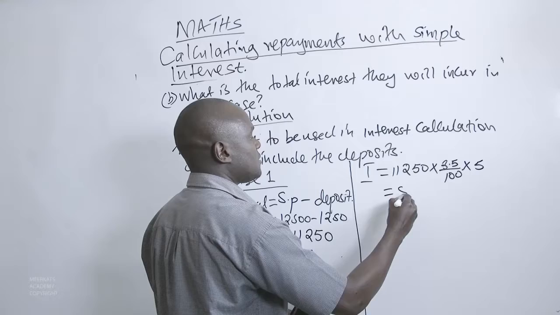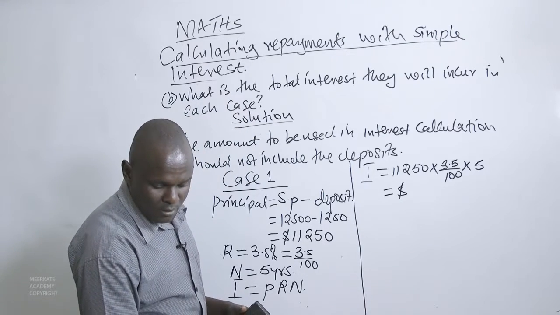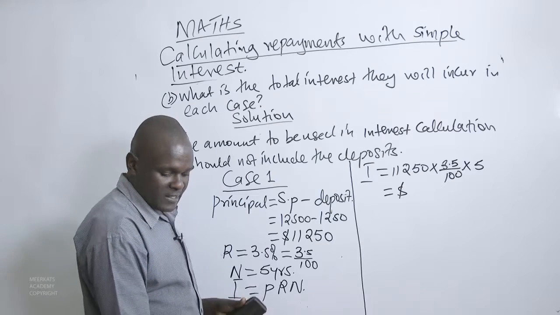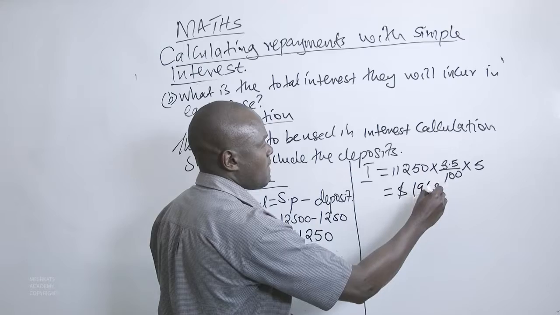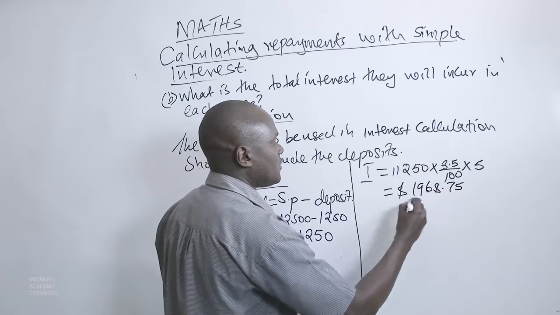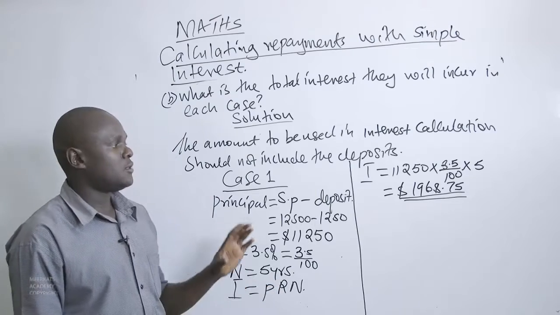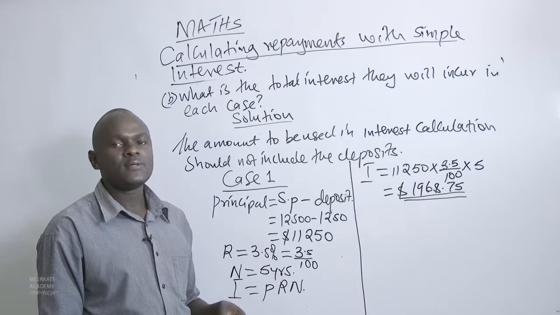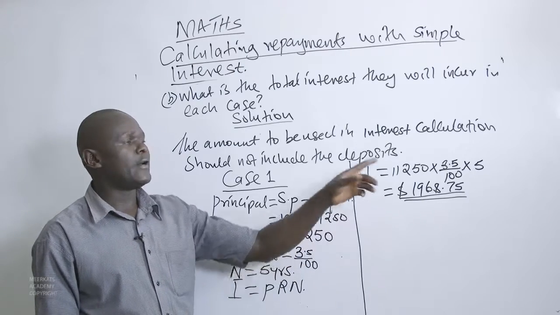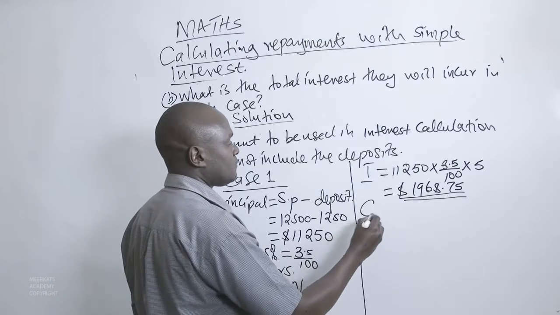In the first case, we will get an interest amounting to $1,968.75. This will be the interest that will be accrued at a rate of 3.5% over a period of 5 years. Let us look at the second case.